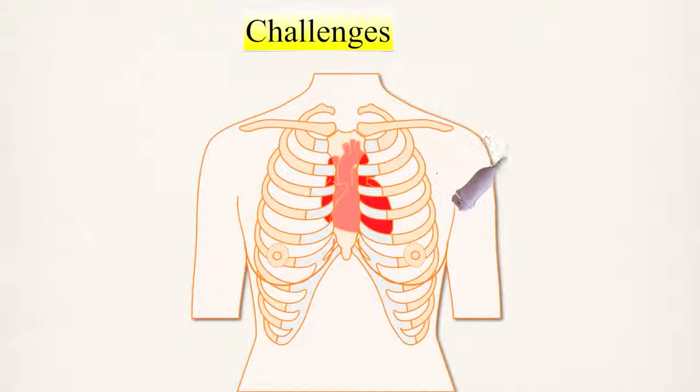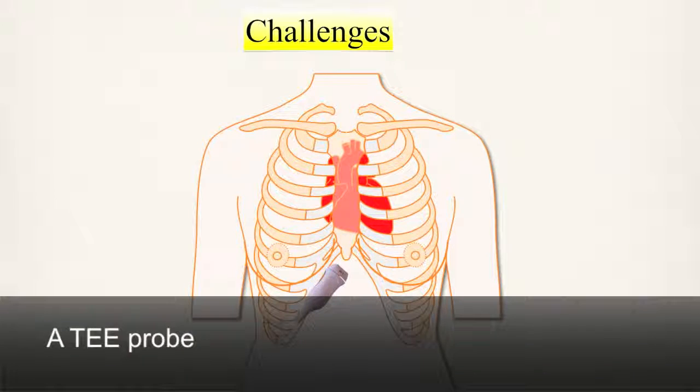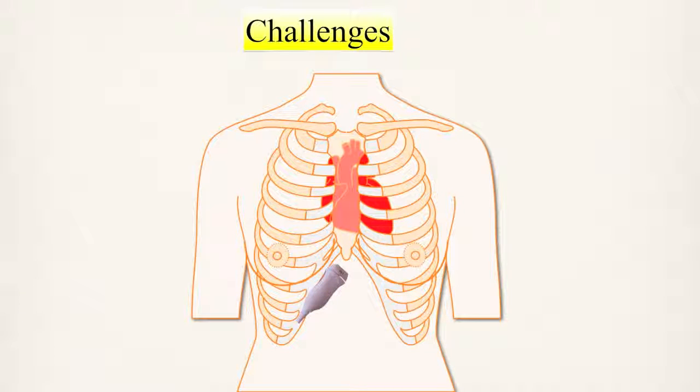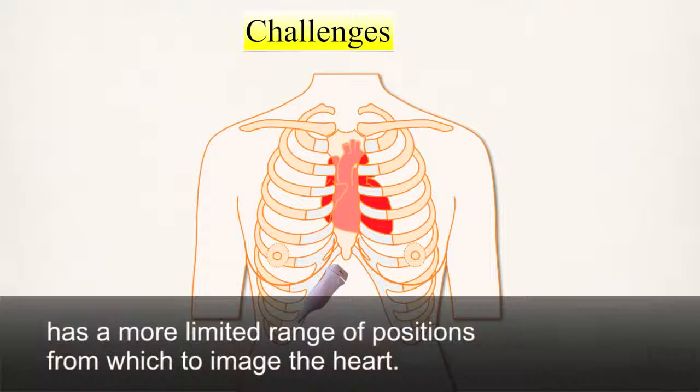Here we see the many different positions in which a transthoracic echo probe can be positioned to align it with the differing axes of the heart. By contrast, a TEE probe can only advance via the stomach and esophagus, and thus has a more limited range of positions from which to image the heart.